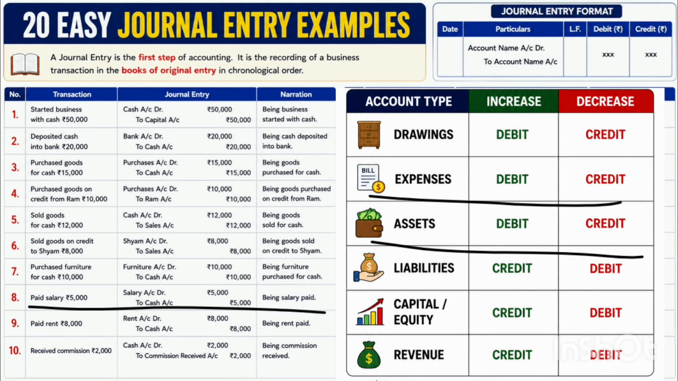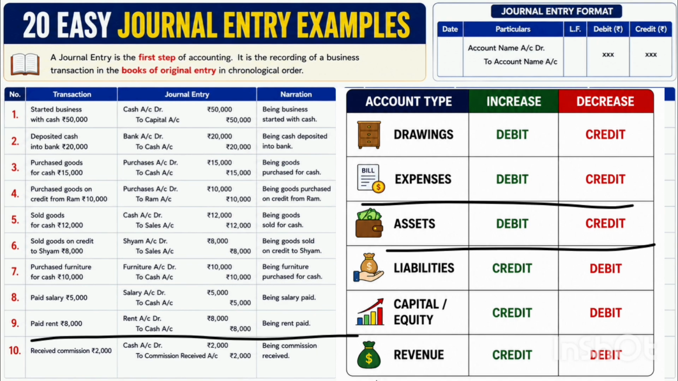Eighth one, paid salary of rupees 5,000. Here salary and cash both are accounts. Okay, salary is an expense and cash is an asset. Expenses are getting increased, expenses have a debit balance, so we have to record the salary at the debit side, and cash is getting decreased because we are paying the cash to the next person, so our assets get decreased, so we have to credit. So what will be the journal entry? Salary account debit to cash account.